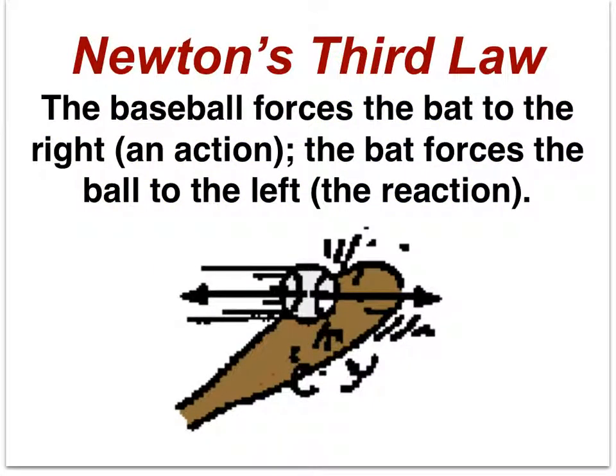Same example we just talked about, the baseball hitting the bat. The baseball is the action force, the bat's the reaction force because the bat had to react. The ball initiated the motion. But that force is equal and opposite between the two. The bat has more mass, so it will have less acceleration. The ball has less mass, so it will have more acceleration, which is why the ball goes flying off, hopefully in a home run, and the bat doesn't really recoil that much.